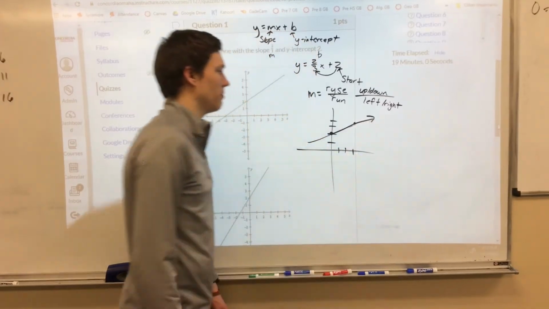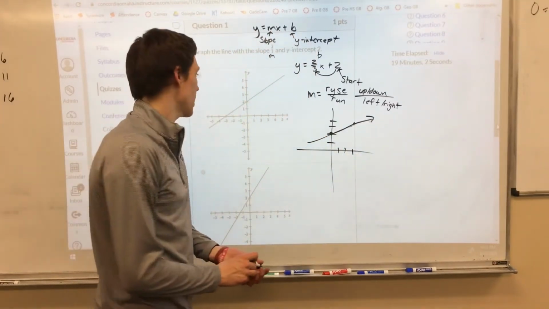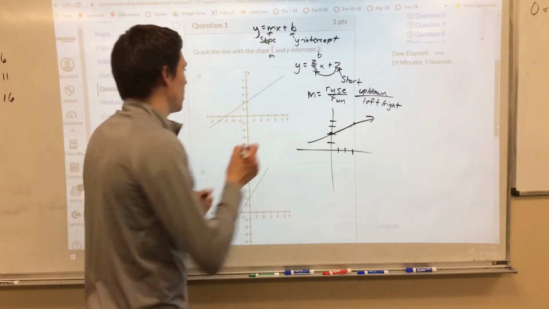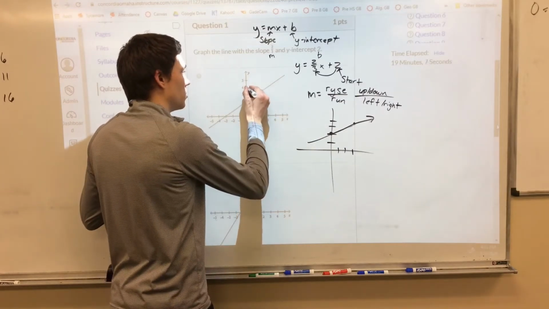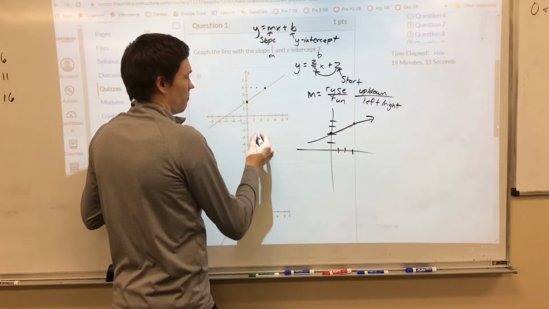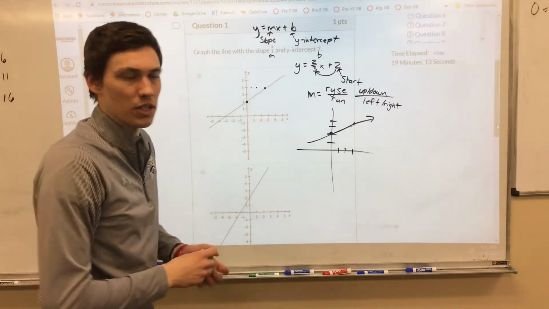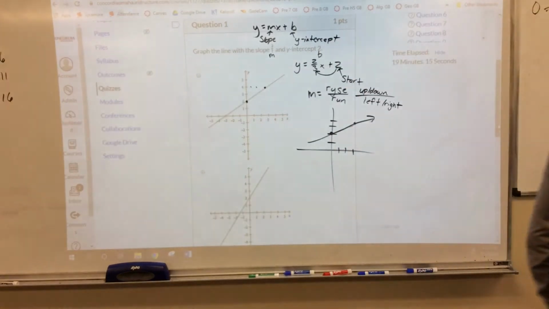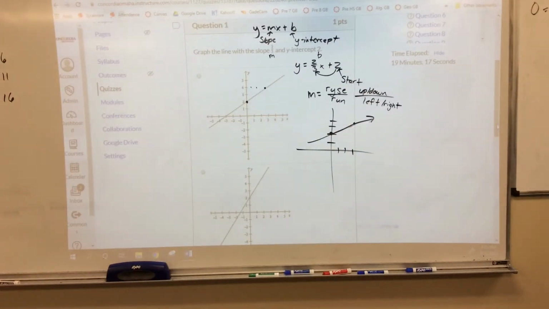That's my graph. So I just find the one that looks like that, and actually it looks like it's going to be this one. Start with 2, go up 1, 2, over 1, 2, 3. There's my equation. There's a graph of that line. Okay. All right, now let's look at question 6.